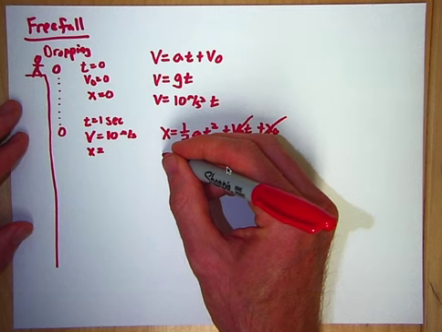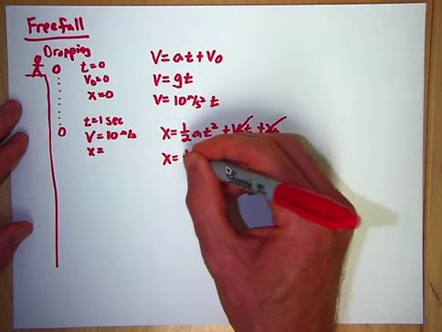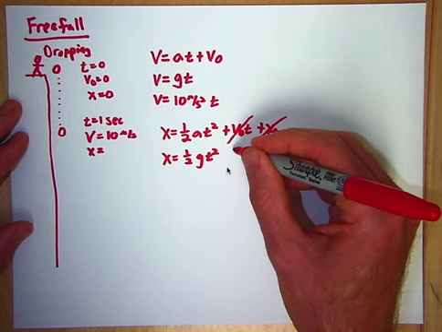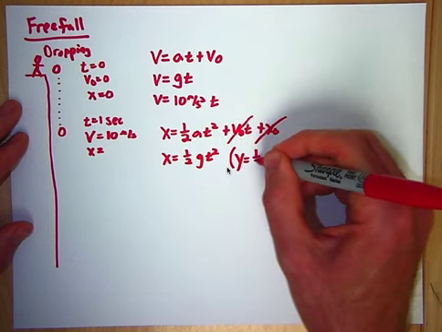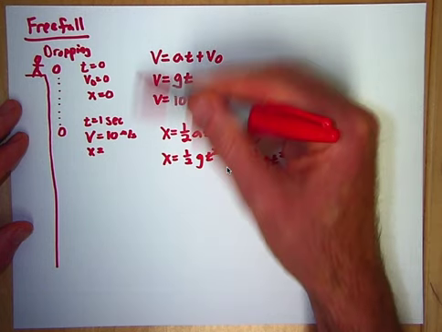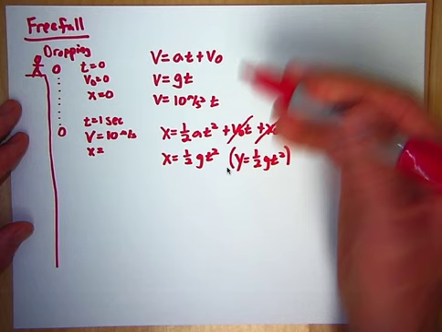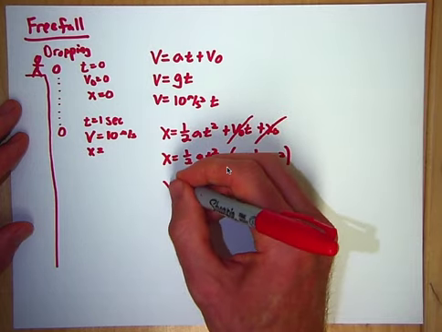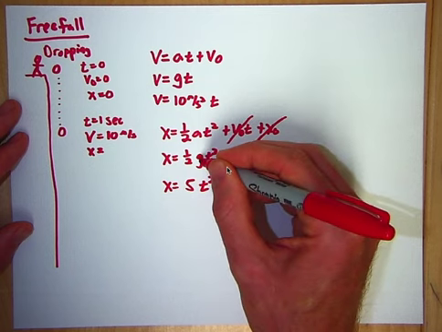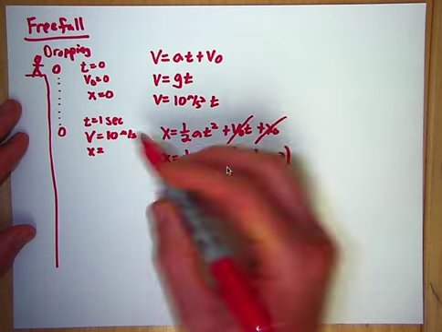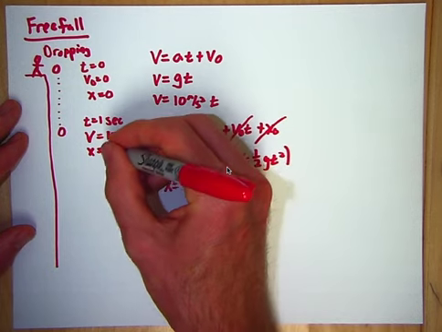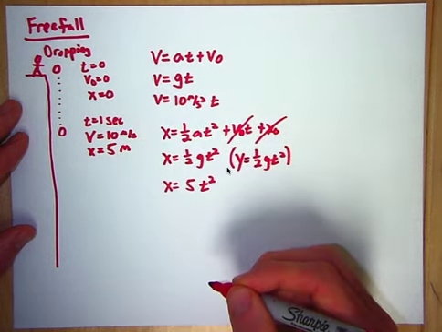So for this particular situation, we can say x equals 1/2 gt squared. By the way, you might sometimes see this as y equals 1/2 gt squared. If you're calling this up and down direction the y direction, that's totally fine as well. And so this is going to turn into x equals 5 times t squared, because g is 10 for gravity. So if I want to plug in 1 second into here, 1 squared is 1 times 5. The distance it's gone is actually only 5 meters, right?